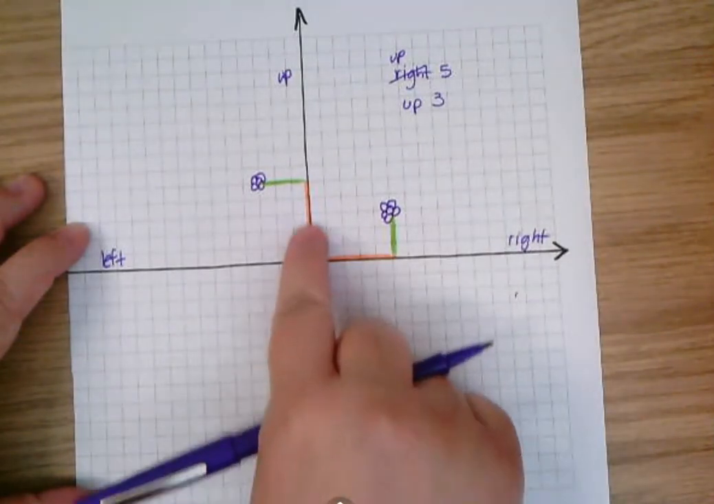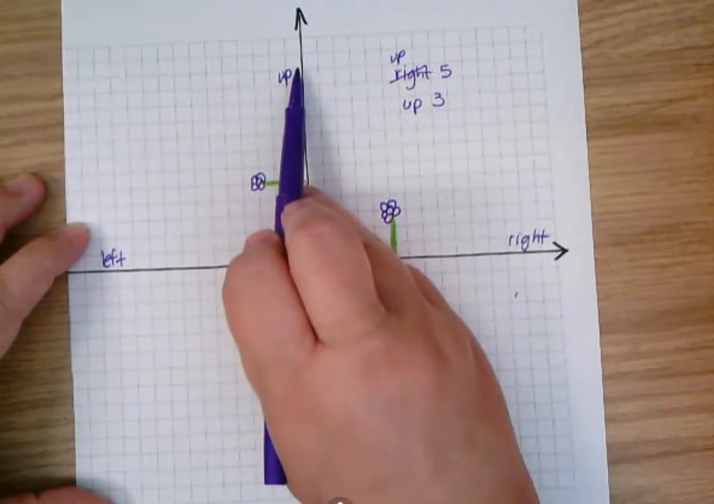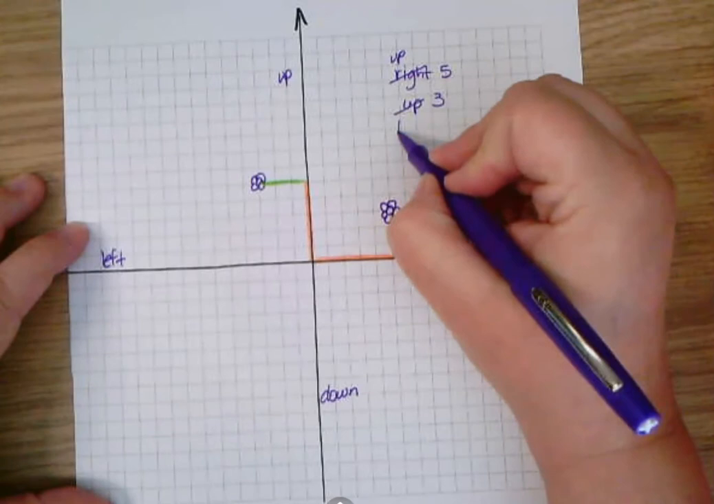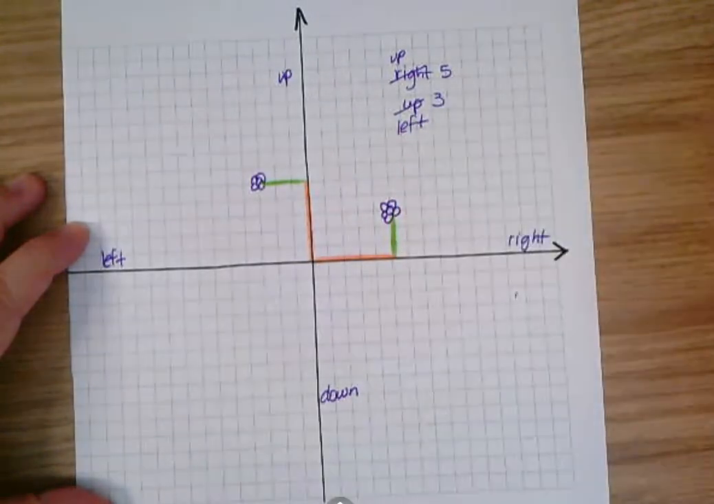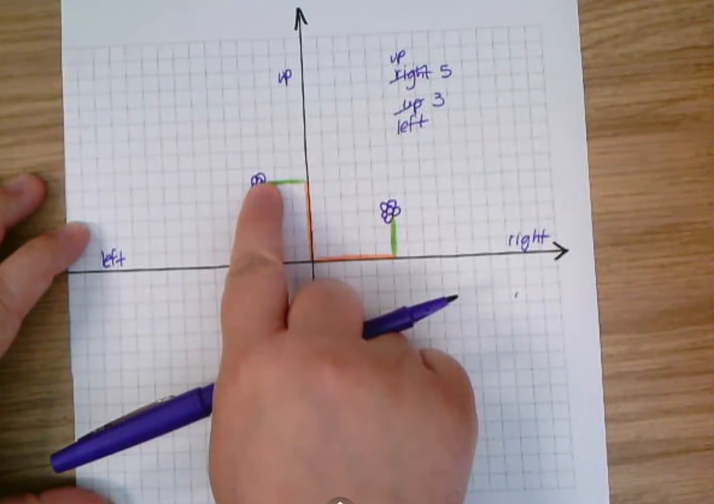This is the same thing that happened to that orange. Then up 3, okay, here's up. 90 degrees from up is left. So that changes to left if I rotate 90 degrees. So up 5, left 3, which is exactly what we did.